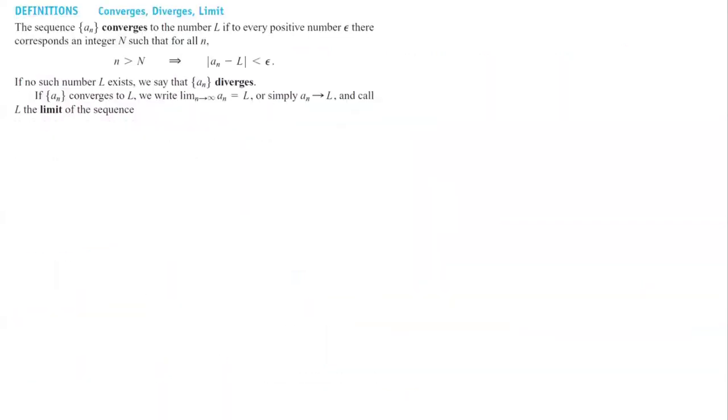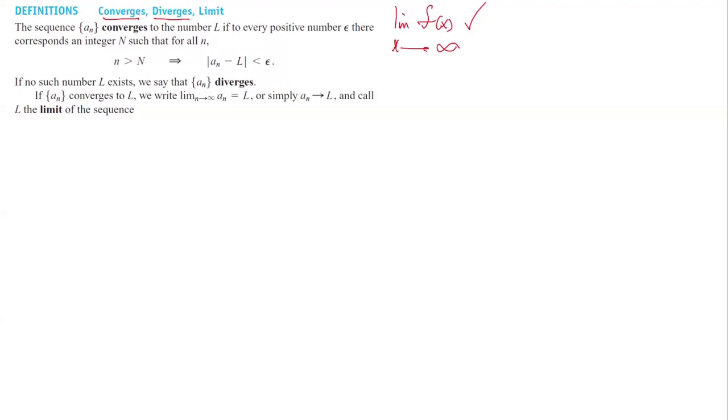When it comes to sequences, we're interested in knowing which one converges and which one diverges. As you remember, if you have a function like f of x, you're interested in knowing the limit of the function as x goes to infinity, whether you have a limit or not. If the limit exists, you say the limit exists. Otherwise, you say the limit doesn't exist. We're basically doing the same thing for sequences.